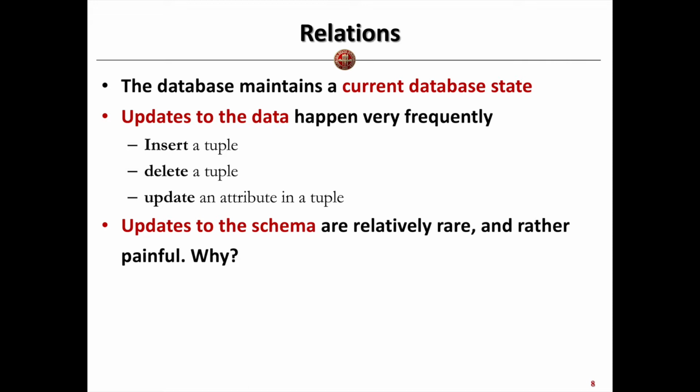In real-world database systems, updates to the data happen very frequently, because when we are running our system and application, we can frequently insert some data tuples, delete a data tuple, as well as update some attributes inside a data tuple. So updates to data happen very often and frequently. However, updates to a schema are very rare, and we don't make changes like this. The main reason, as we have already introduced, is that if we change the schema, then all the data we have inside the schema has to be updated as well. It will be very painful for you.